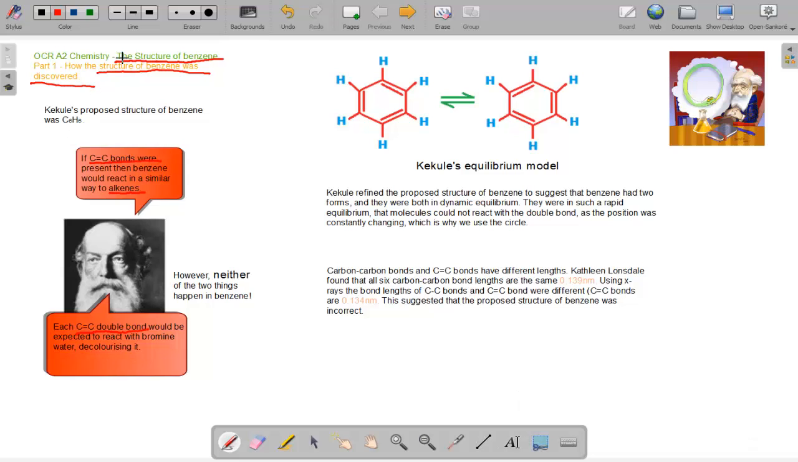Hello, and today we're talking about the structure of benzene. So first off, we're going to talk about how the structure of benzene was first discovered.